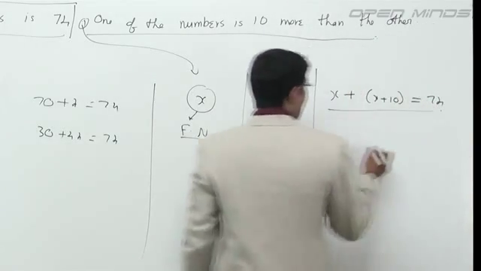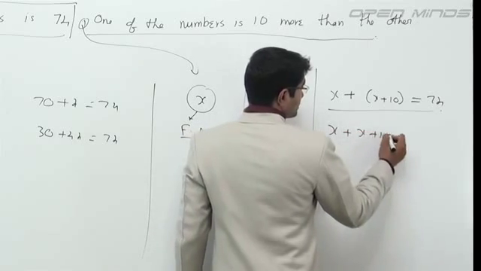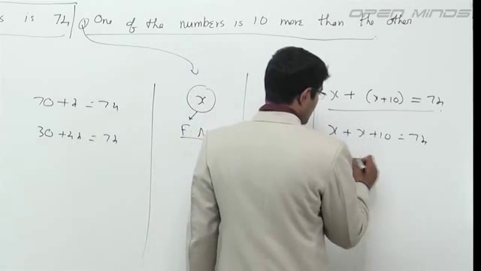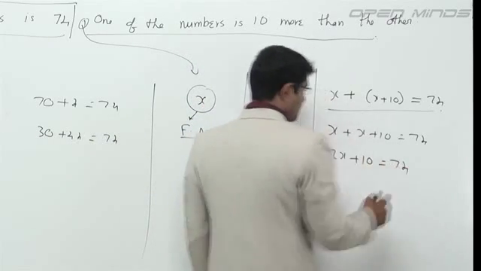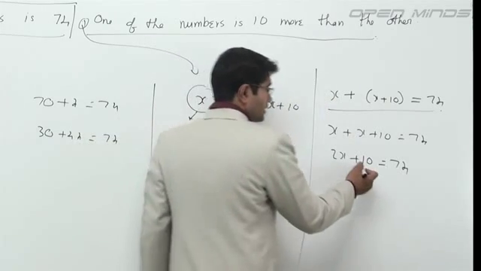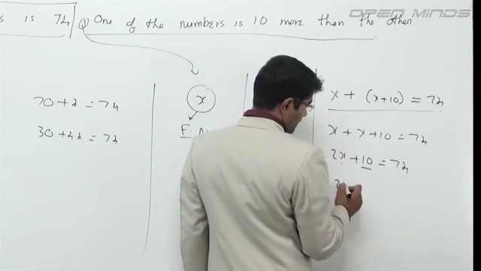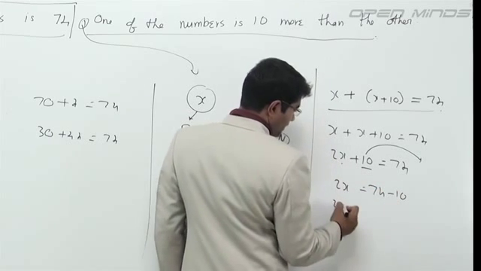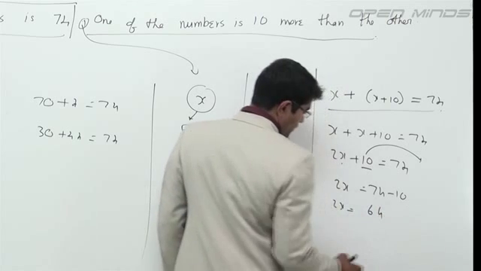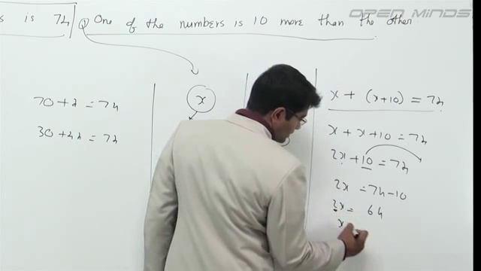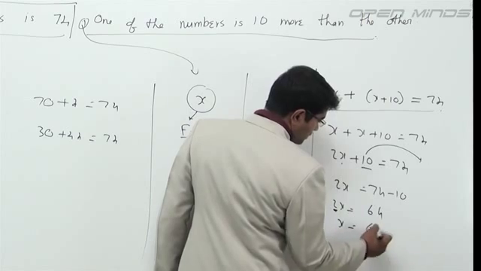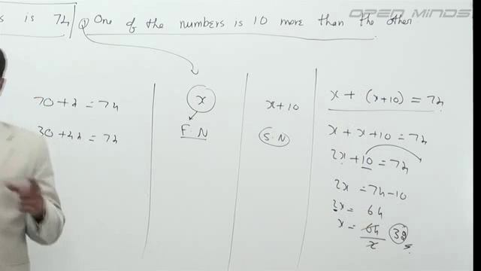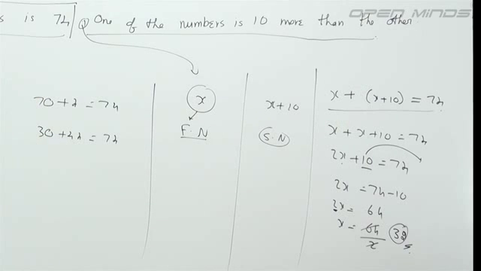Now can I solve this? x plus x plus 10 is 74. Now I can see that x plus x is 2x, like terms, so 2x plus 10 is 74. Now what to do with this? I don't want 10 here because I need x. To separate x, I put 10 on the other side, that is 74 minus 10. So 2x is 64, and who is x? I don't want the 2 now, so x is 64 by 2. It goes like 32. Okay, the first number is 32, and the next number should be 10 more than that.